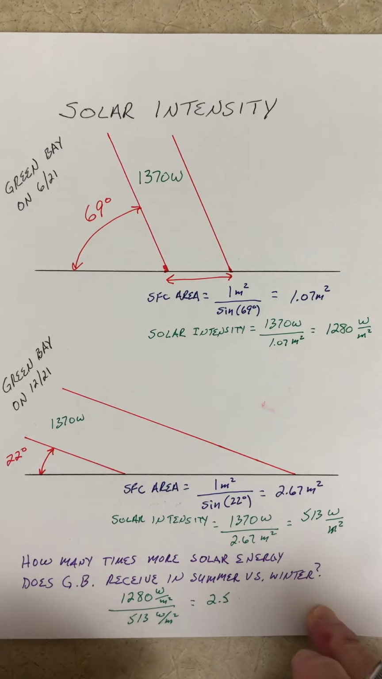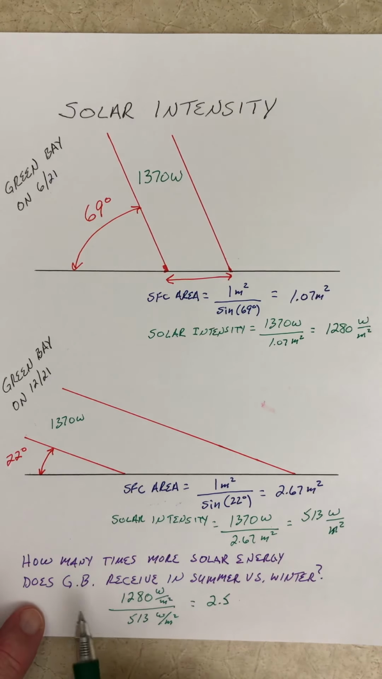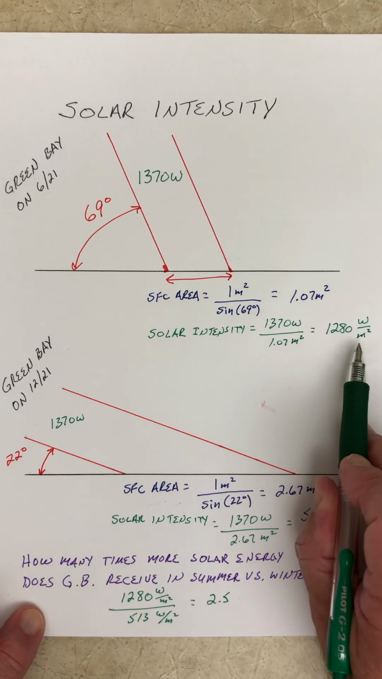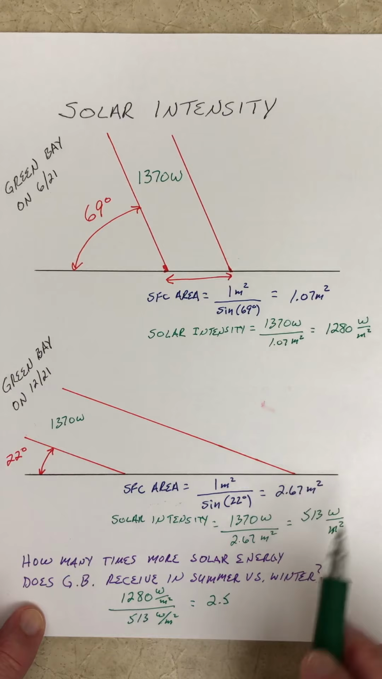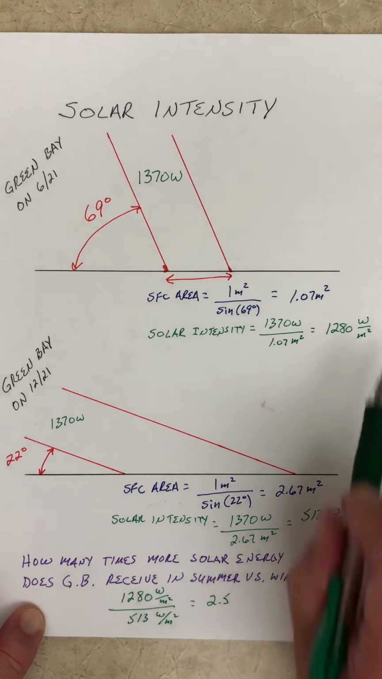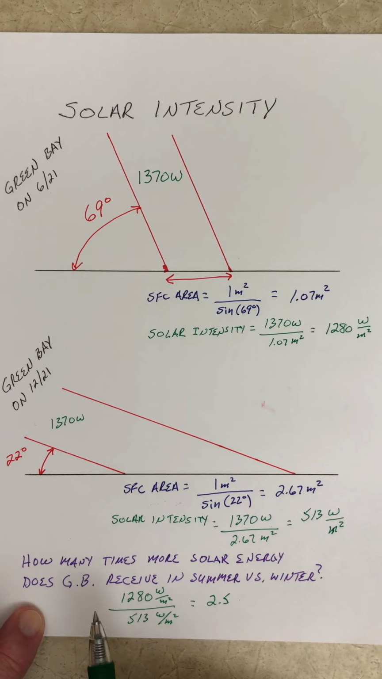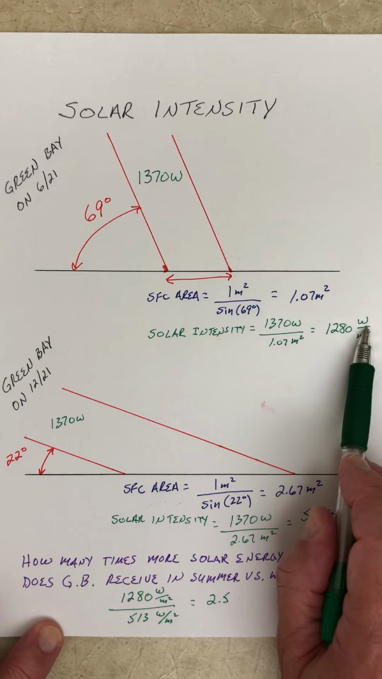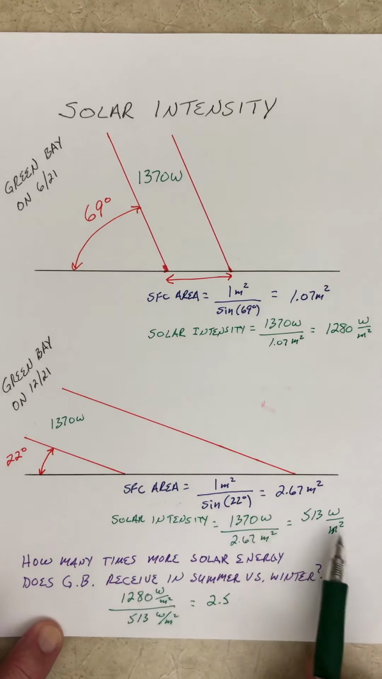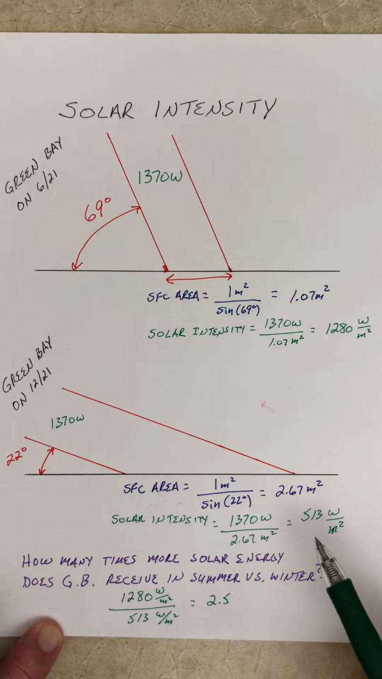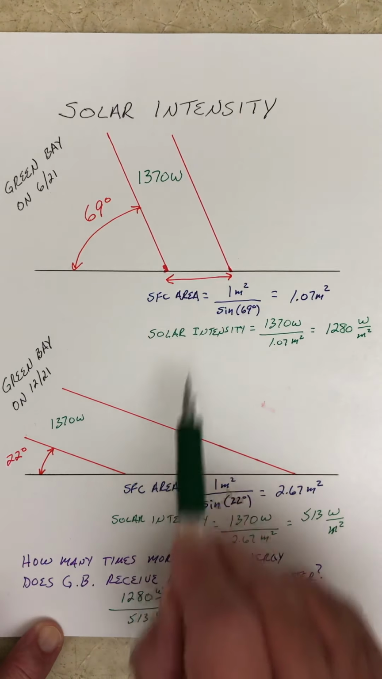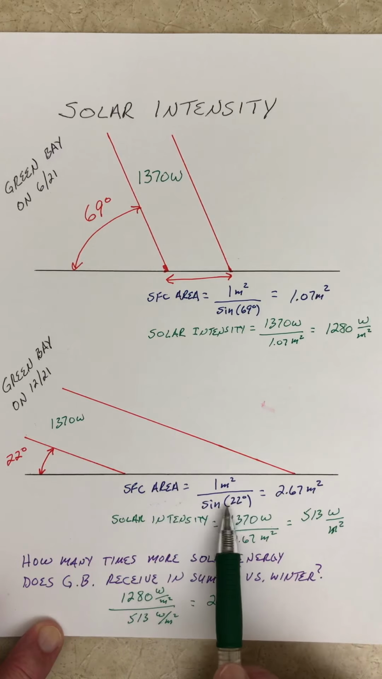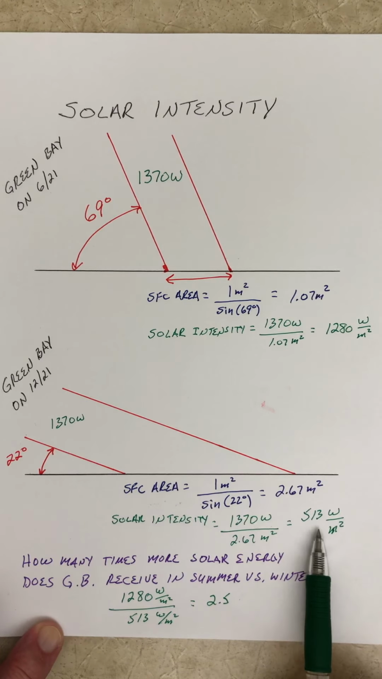So Green Bay receives 2.5 times more energy on summer solstice than it does on winter solstice. And again, remember, it's the intensity that determines temperature for a period of time. So it's no wonder that Green Bay in the northern hemisphere is warmer in summer and colder in winter, because the sun angles are lower, and therefore there's more surface area as you head into winter, which then translates into a lower solar intensity and colder temperatures in winter.